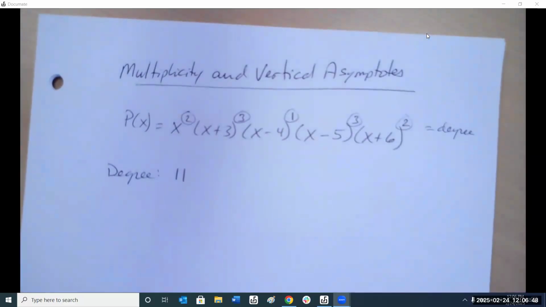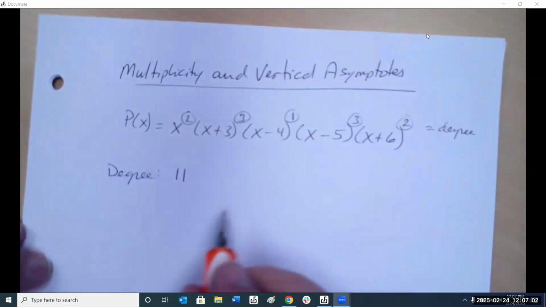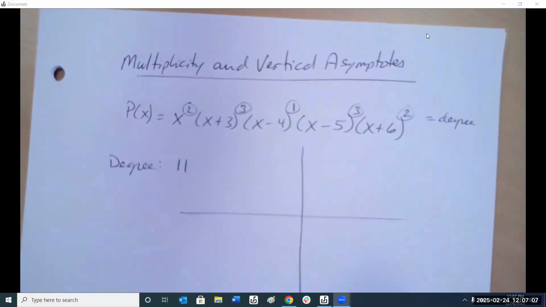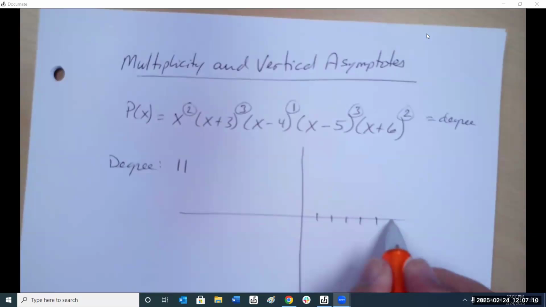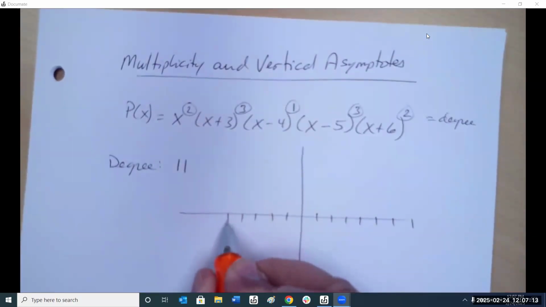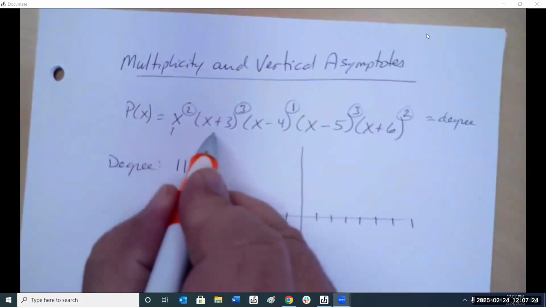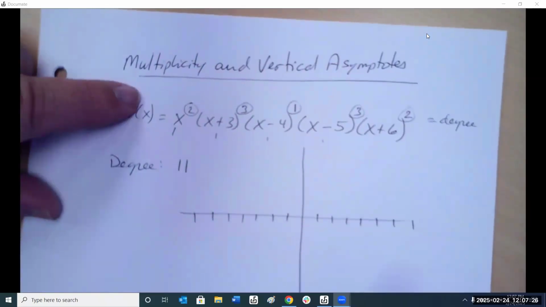Now, what is the importance? Why does knowing the degree help us with our graphs? For bounces or crosses, that's multiplicities. Okay, so let's go ahead and sketch this graph real quick. What do we know about the intercepts here? What are my solutions? Take each of these, set them equal to 0. So it's 0.